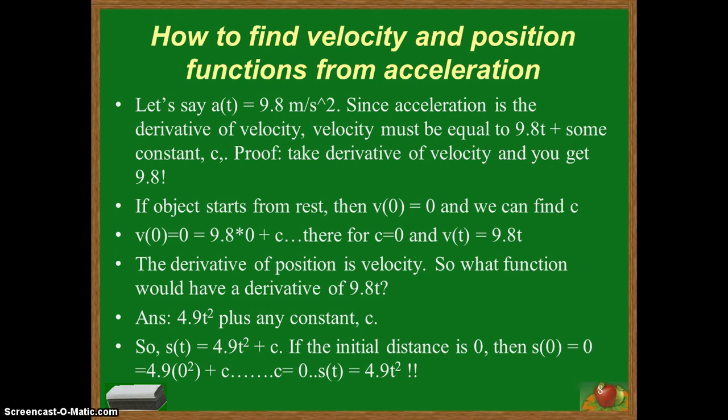The derivative of position is velocity, so what function would have a derivative of 9.8t? Answer, 4.9 t squared plus any constant c. So our position function s of t equals 4.9 t squared plus c. If the initial distance at time 0 is equal to 0, then 4.9 times 0 squared plus c equals 0, and s of t just becomes 4.9 t squared.